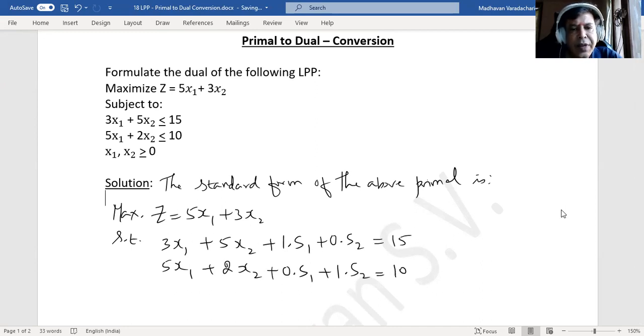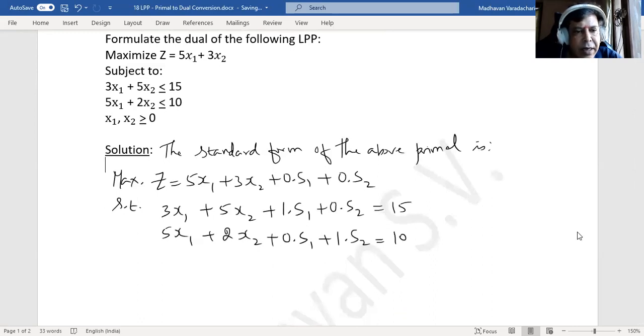Whatever slack variables we introduced here, we will bring those in the objective function, so plus 0 times s1 plus 0 times s2, with 0 coefficient. Now I can rewrite the non-negativity restrictions as x1, x2, and apart from that, s1, s2, all are non-negative.